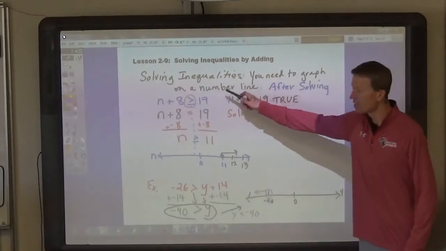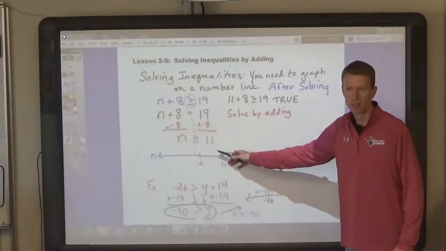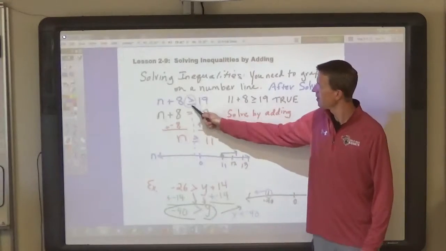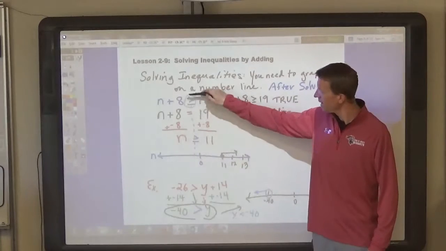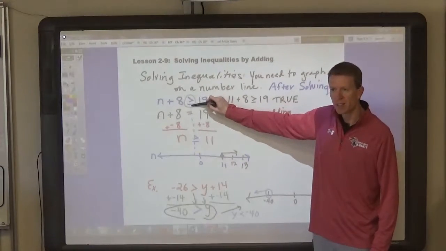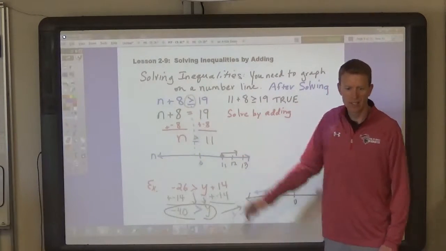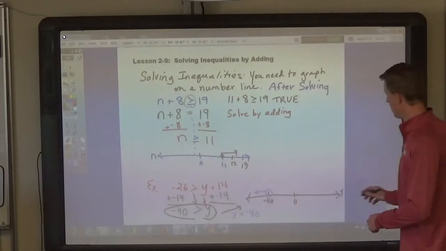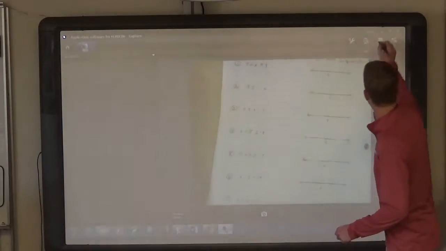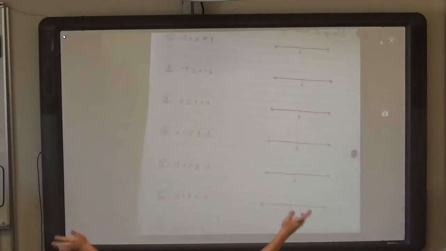So we're solving these the same way that we solved them before. You really treat this symbol just like an equal sign when you solve it, but at the end, you write it with the symbol that's in the original equation. Okay? So let's try these. Go to your worksheet for practice.